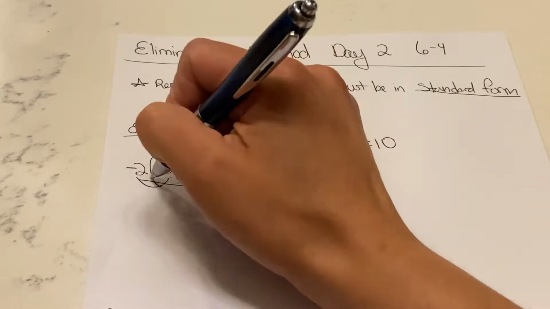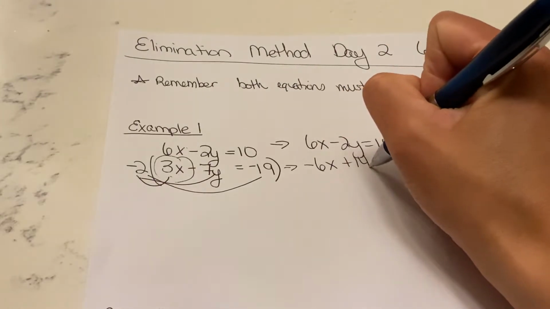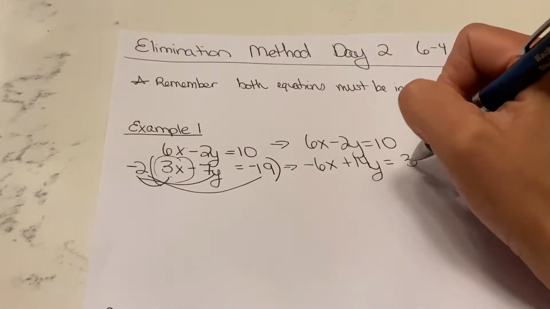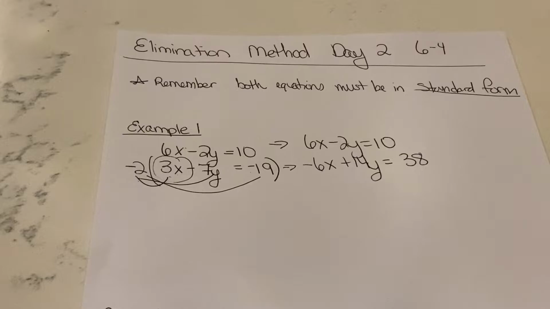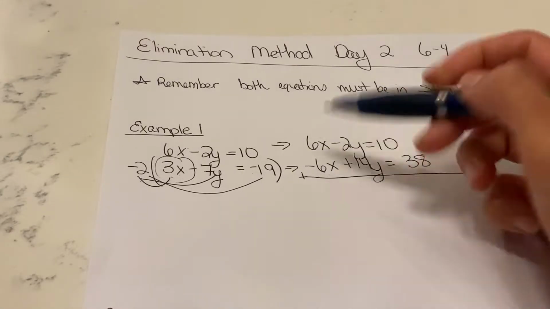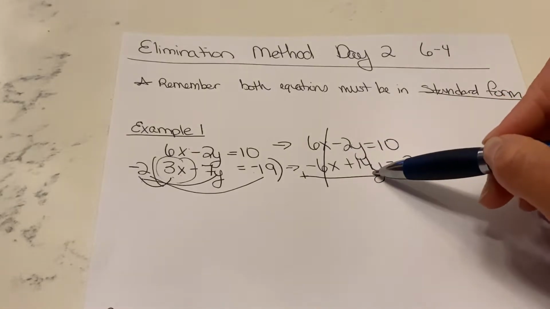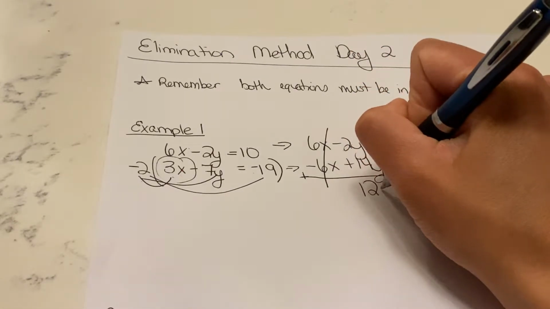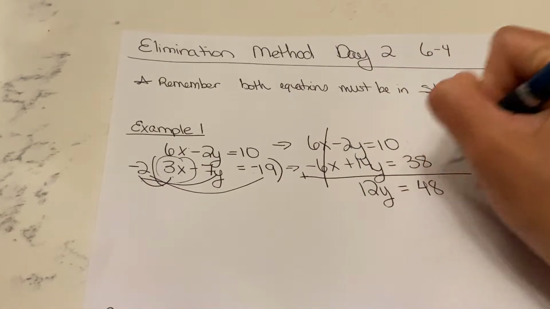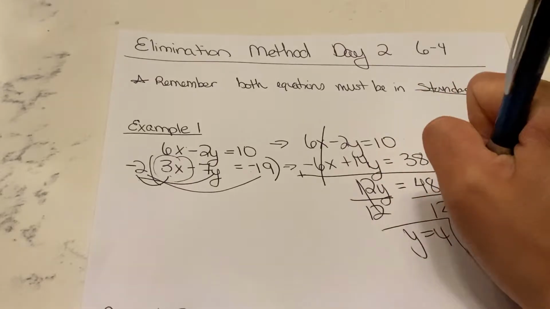So I'm going to distribute. Okay, and then I'm going to rewrite it. -6x plus 14y equals positive, because negative times a negative, positive 38, right? So now I'm going to add vertically. So when I add, 6 plus -6 cancels, right? -2 plus 14 gives me a 12y equals, and 10 plus 38 gives me a 48. I divide by 12, and y equals 4.